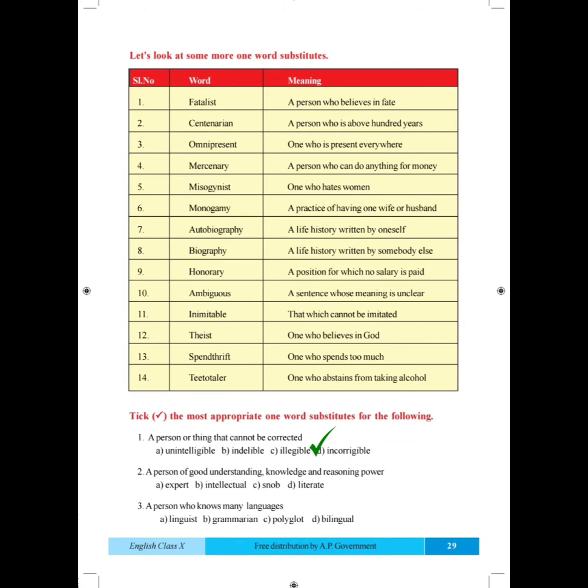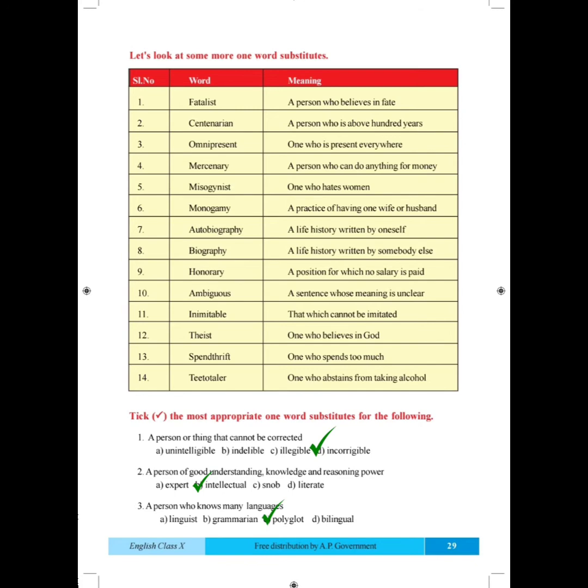Second question. A person of good understanding, knowledge and reasoning power. A, expert, B, intellectual, C, snob, D, literate. And the answer is B, intellectual. A person who knows many languages. A, linguist, B, grammarian, C, polyglot, D, bilingual. And the answer is C, polyglot.